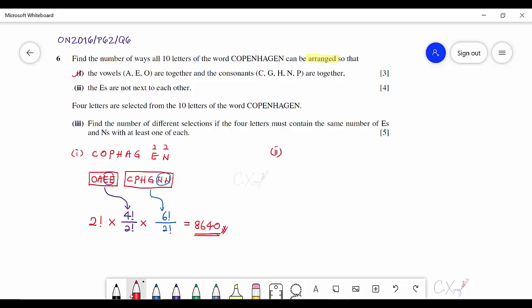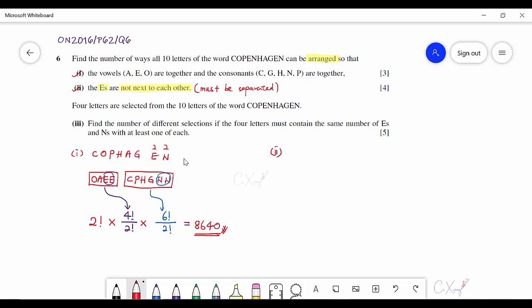Alright, so for part number 2, they are saying that the E's are not next to each other. Okay, when we have the case that not next to each other, it means that they must be separated. So usually for the cases where we want to arrange something that must be separated, what I am going to do is arrange them at last. So that means I exclude the E first, I arrange all the other letters first.